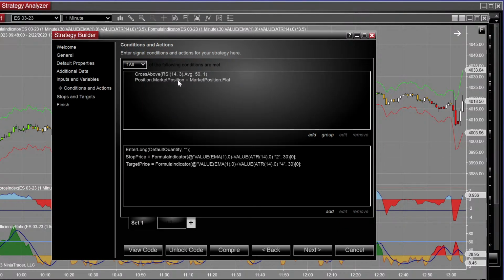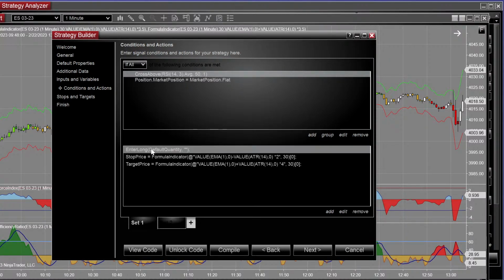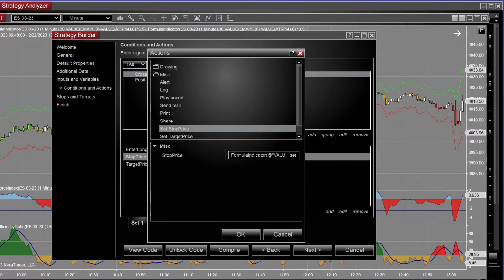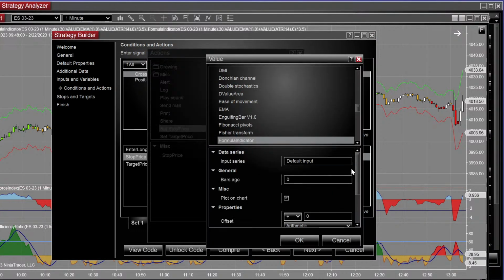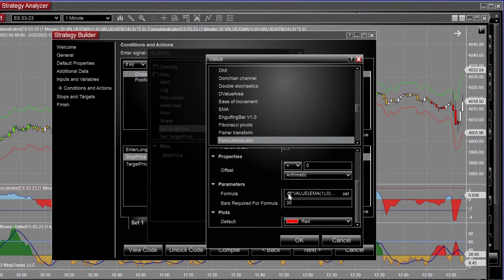We have to make sure we're flat first, and if we're flat and we cross above 50 in the RSI, so this is just the default trigger, right? Which is RSI crosses above 50. We enter long, and at the same time, we set our stop price to the formula indicator. There's our formula, and we're using an ATR multiple of 2 for our stop loss.